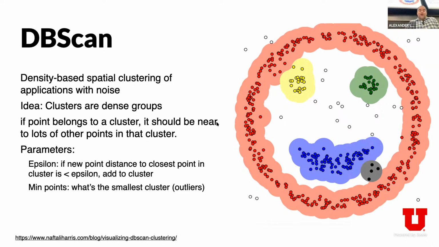And you have 2 parameters to pick in DBScan. One is an epsilon. This is the threshold of what you consider close. And the second parameter is min points. So what is the smallest cluster? DBScan considers outliers. So instead of having a cluster of 2 points out here, it says if you have a minimum of 3 points, it would just say those 2 points here are outliers.